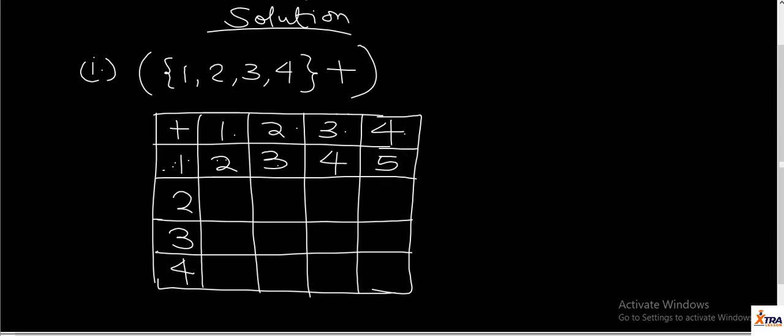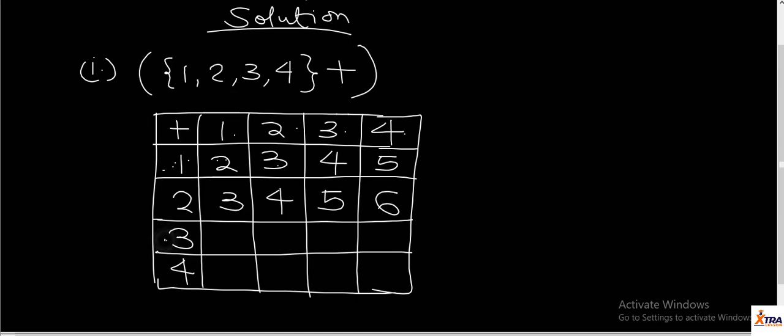The next one we have 2 plus 1 here, giving us 3. 2 plus 2, giving us 4. 2 plus 3 giving us 5. 2 plus 4 giving us 6. The same thing goes here for the next one. We keep on adding the ones on the vertical with the ones on the horizontal.